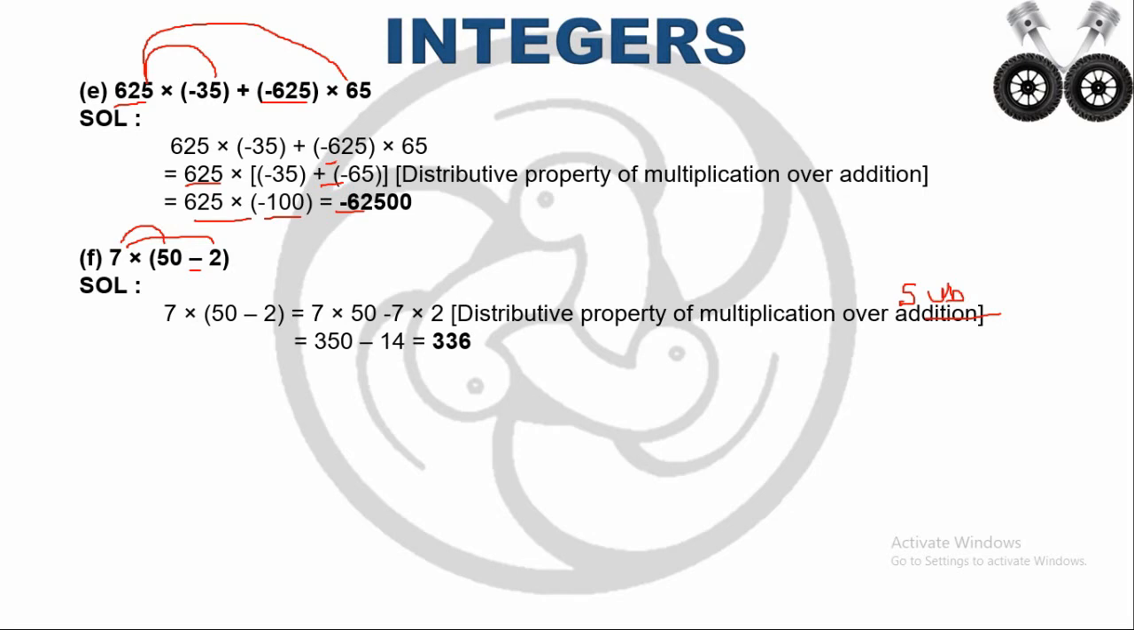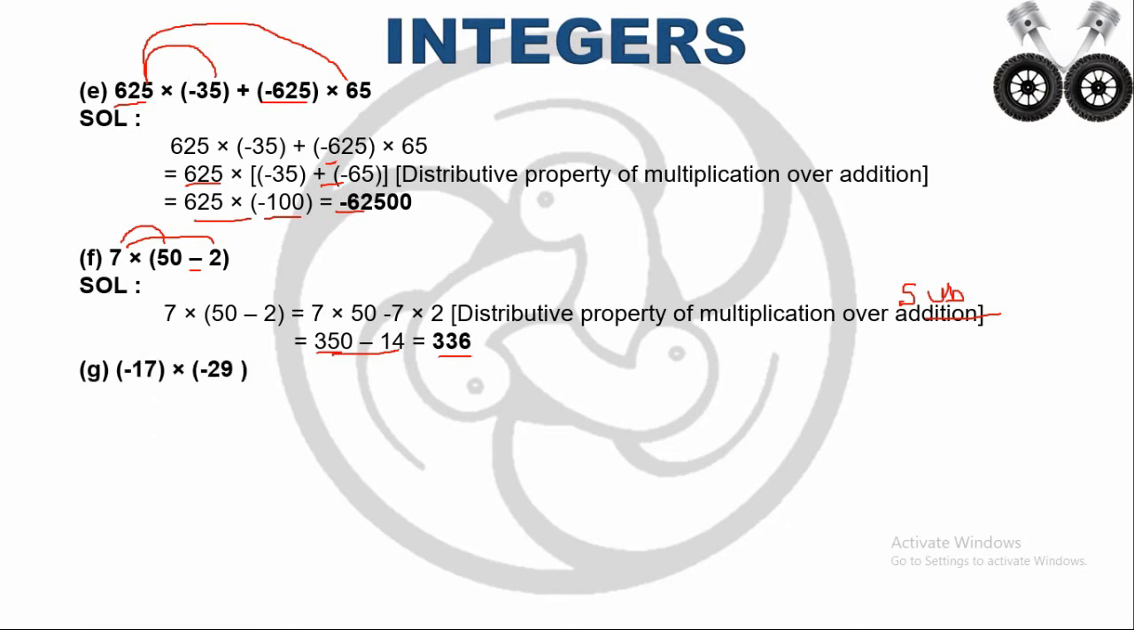So 7 into 50, we get the answer as 350, minus 7 into 2, we will get the answer as minus 14. Again the two integers have different signs, that means I have to subtract. So 350 minus 14 we will get the answer as 336. The biggest number's sign is a positive sign, so the answer is plus 336.